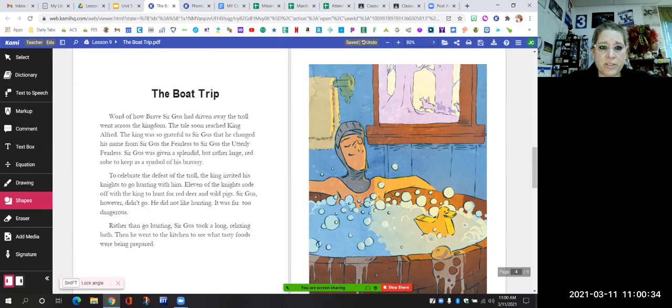Word of how brave Sir Gus had driven away the troll went across the kingdom. The tale soon reached King Alfred. The king was so grateful to Sir Gus that he changed his name from Sir Gus the Fearless to Sir Gus the Utterly Fearless. Sir Gus was given a splendid but rather large red robe to keep as a symbol of his bravery.